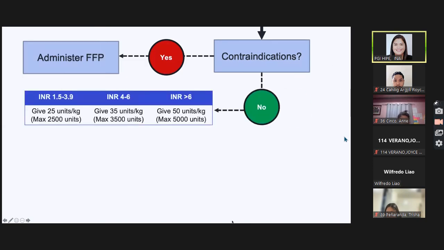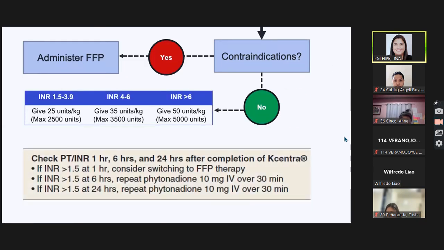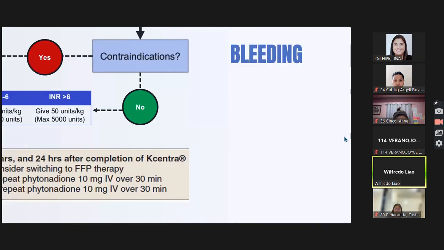So we have mentioned this one. This is the drug, the Kcentra or the PCC4. It is given depending on the level of your INR, so we have to constantly check for INR in these patients for toxicity. Kcentra is the brand name, but actually it is a 4-factor PCC, doc.